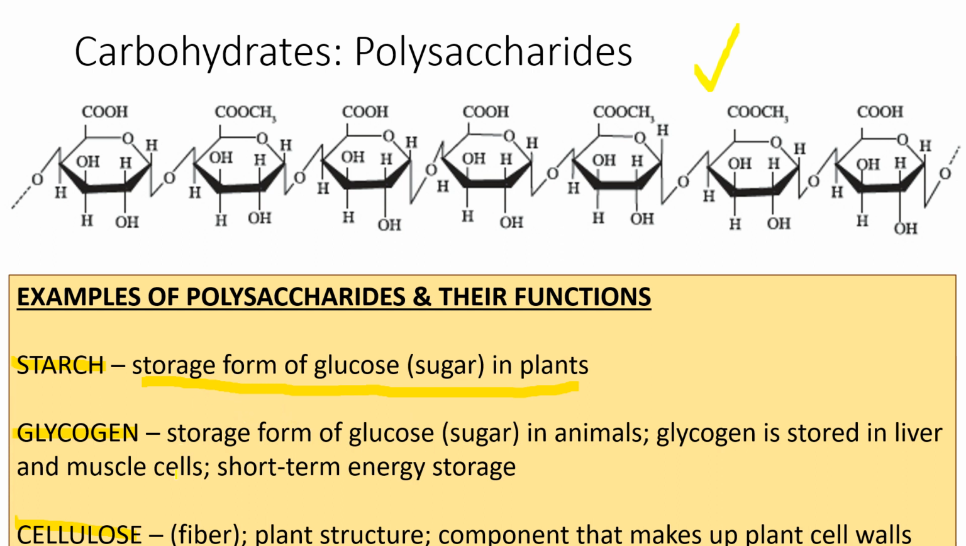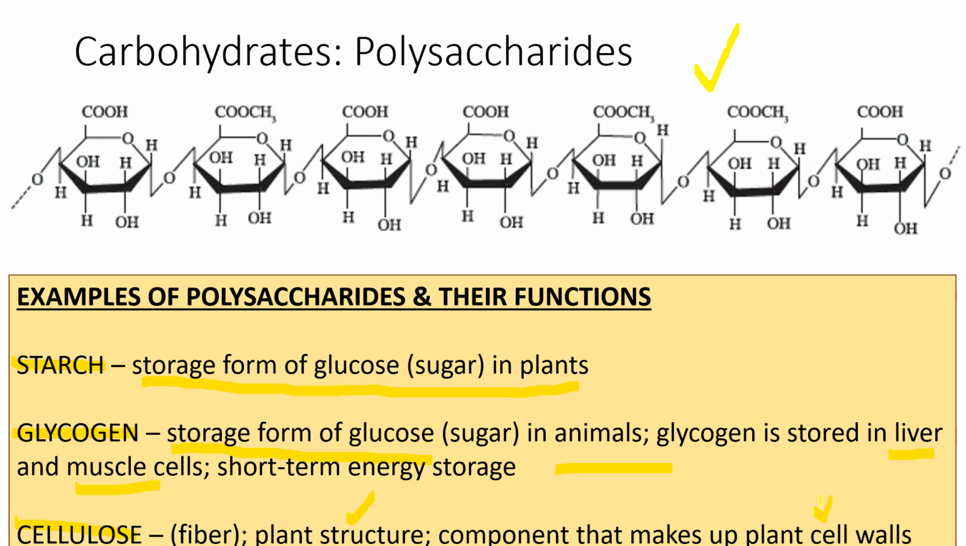Now, glycogen is also a storage form of glucose, but in animals. Where is glycogen stored? It's stored in the liver and muscle cells of animals. You need to know all of that. And then cellulose, it's not got anything to do with storage. This has to do with structure. So this is the component that makes up cell walls of plants. By the way, animals don't have cell walls. Plants have cell walls. The cell wall in the plant acts as the skeleton that animals have.